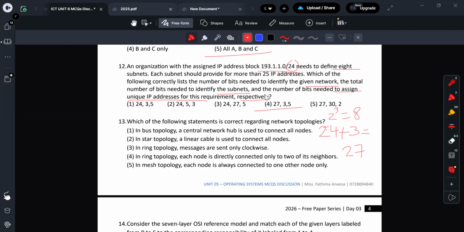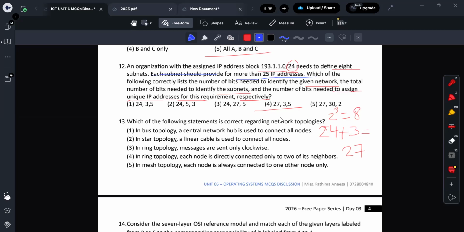32 addresses. In the question, they said each subnet, the one I'm marking in blue, should provide for more than 25 IP addresses. Now 2 to the power 5 is 32. If you subtract 2 for the network and broadcast address, how many will be remaining? Usable IPs, 30. And the requirement, what did they ask? They need more than 25. So 30 usable IP addresses, isn't it matching the requirement? Yes, right? So by that way, you know the answer 5 is correct.